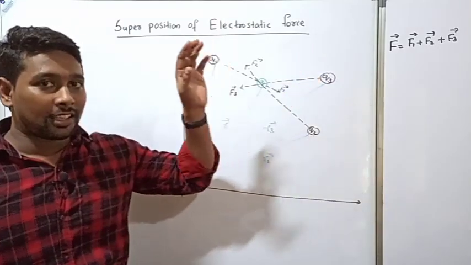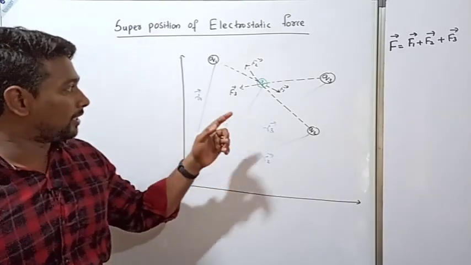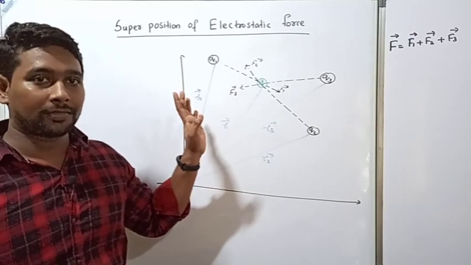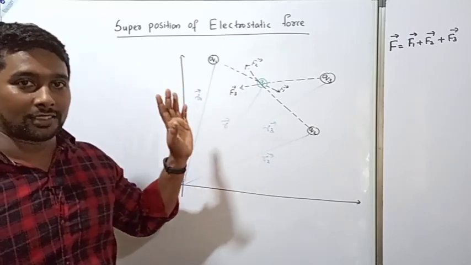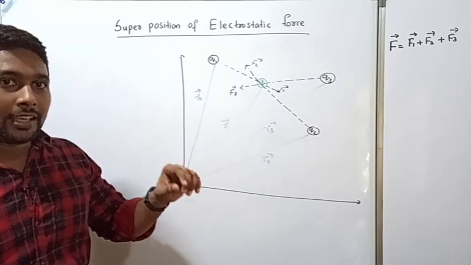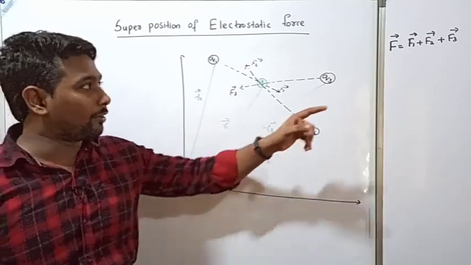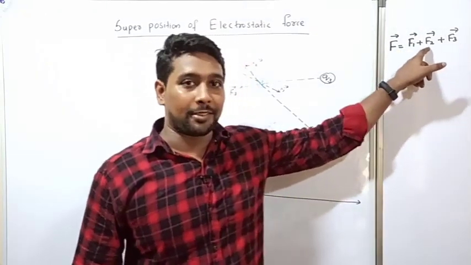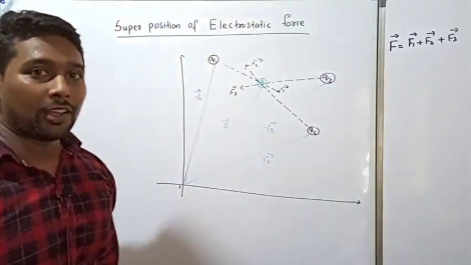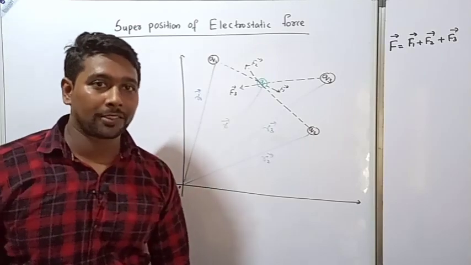Now you got the idea for superposition. Since we are considering numerous charges, not two charges, we are considering a system of charges. If we want to find the force on a charge due to the remaining charges, we have to take the vector sum of the forces from the remaining charges. You got the idea?